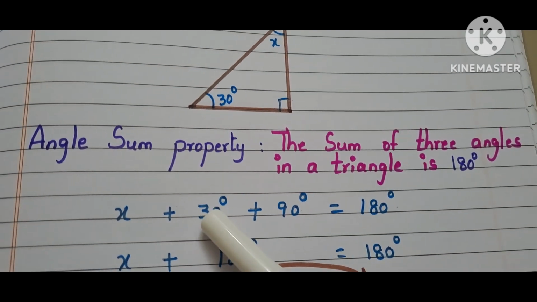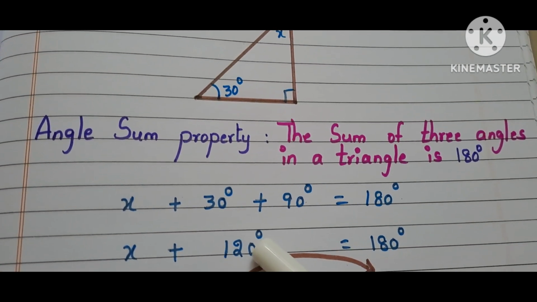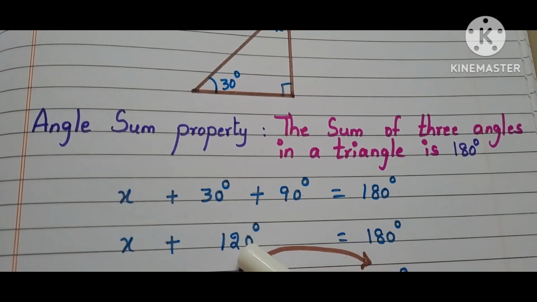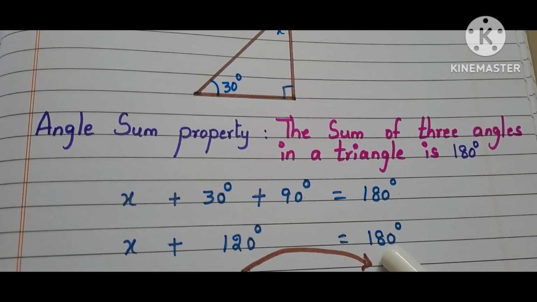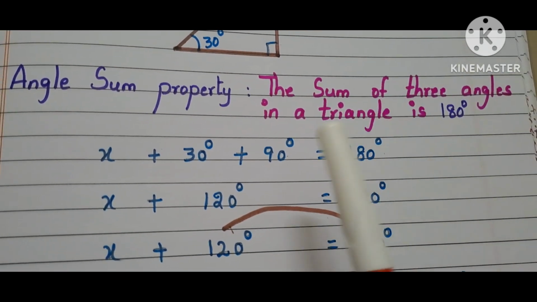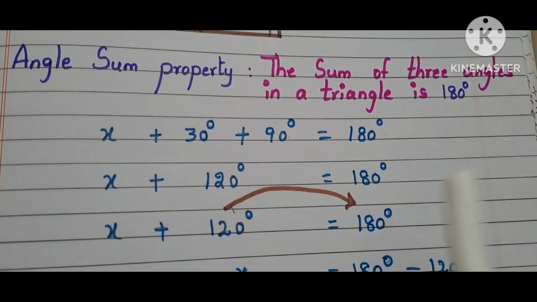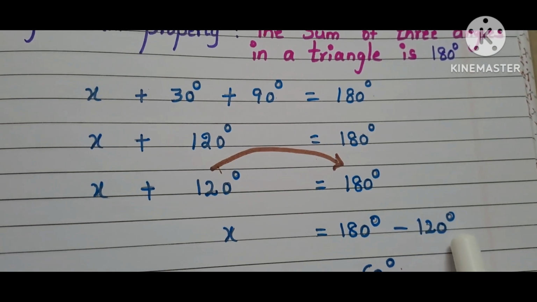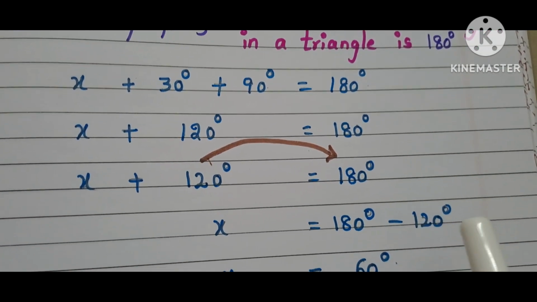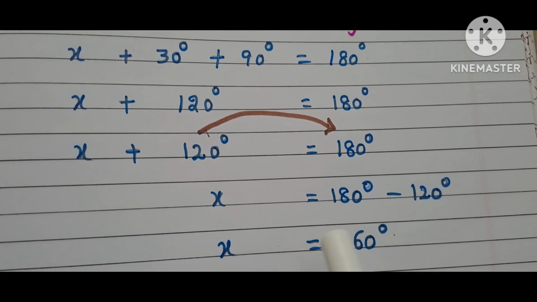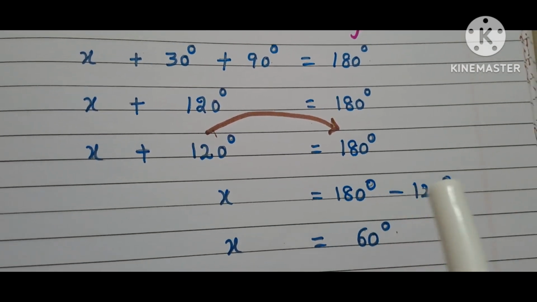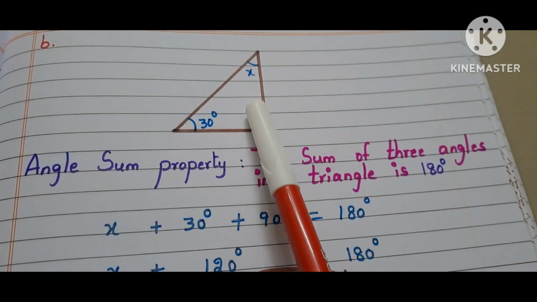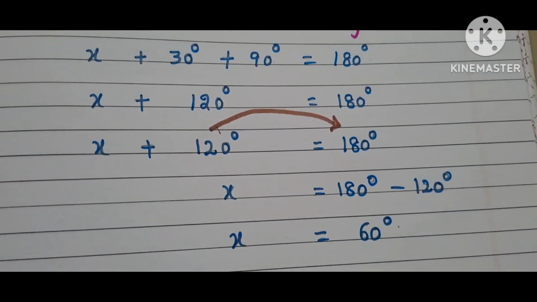Now add 30 and 90, it becomes 120. Now x plus 120 degrees is equal to 180. Now take 120 to the RHS. Then it becomes x equals 180 minus 120. 180 minus 120 is 60. Therefore, x equals 60 degrees. Finally, the unknown angle in this triangle, x, is 60 degrees.